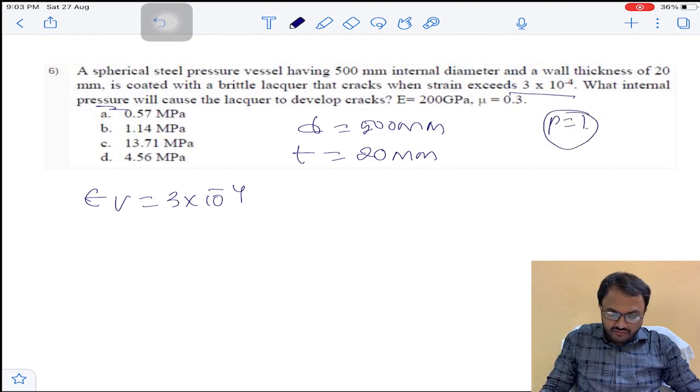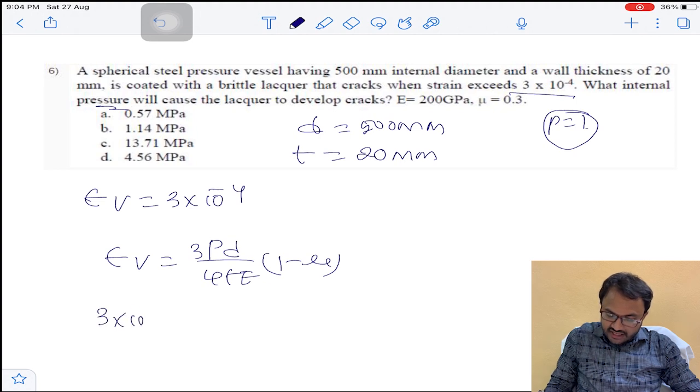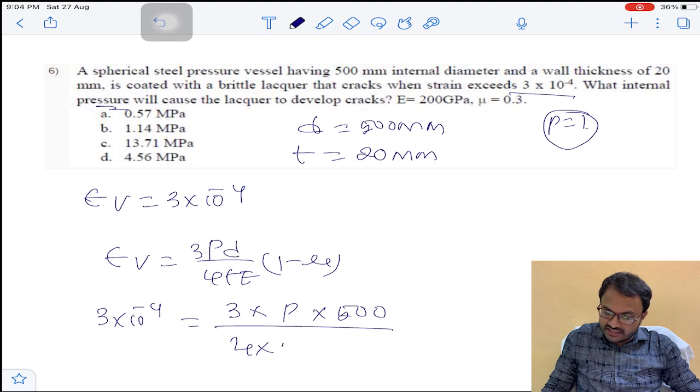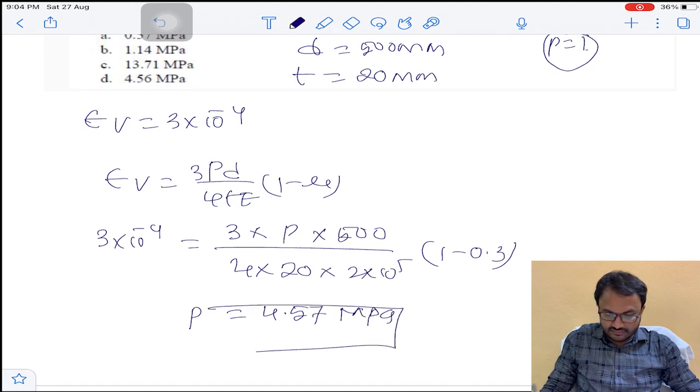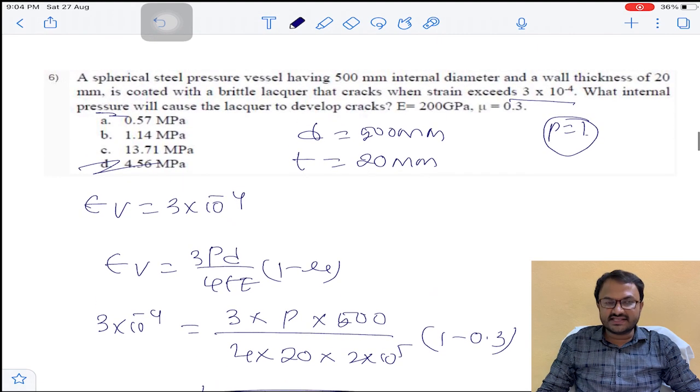Okay, so now we have epsilon V is equal to 3PD by 4TE into (1 minus mu). Where epsilon V is equal to 3 into 10 power minus 4, P we need to calculate, and diameter D is equal to 500 mm, T is 20, E is equal to 2 into 10 power 5, and mu is 0.3. So that P is equal to 4.57 MPa. So the answer is D for question number 6.